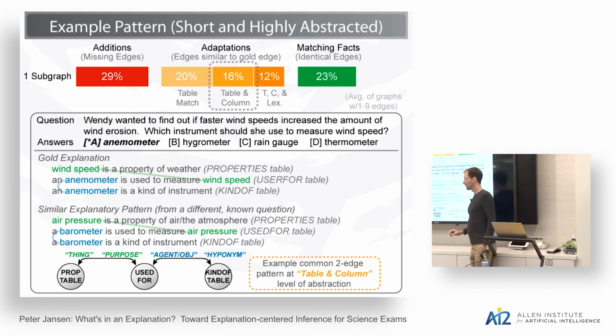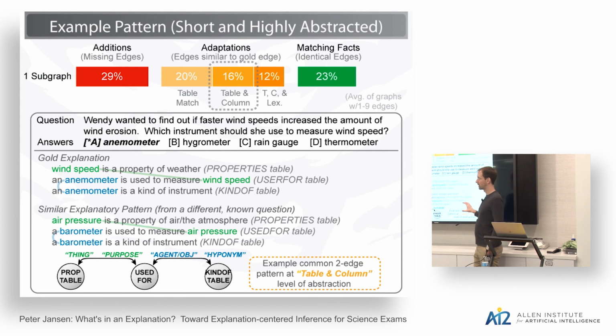This is a very similar explanatory pattern from a different question. And I would like you to think how this could be modified to become this one here, right? Air pressure is a property of the air or the atmosphere. A barometer is used to measure air pressure, and a barometer is a kind of instrument. Looks really similar, right? You can see how you could probably massage this into becoming the gold explanation without too much trouble. This explanation here is at the middle level of abstraction. So this is one better than the worst level of abstraction we have, and it's already really, really close.